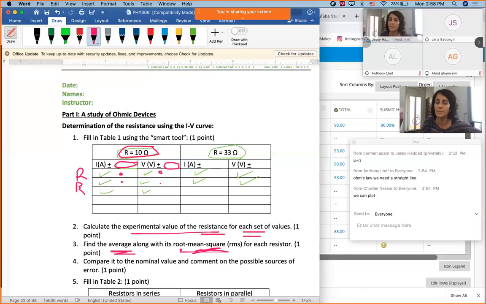Doctor, for the first question, can I just choose the equation R equal to V over I? Yes, this is what you will be doing because you are given I and V, find R, that's it.